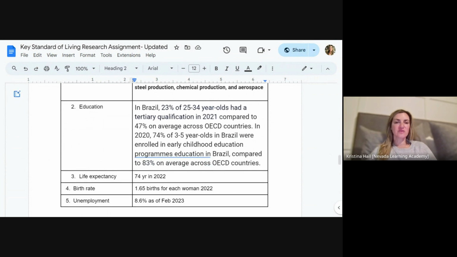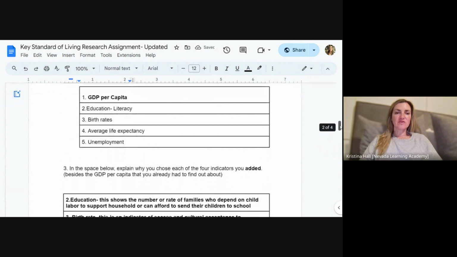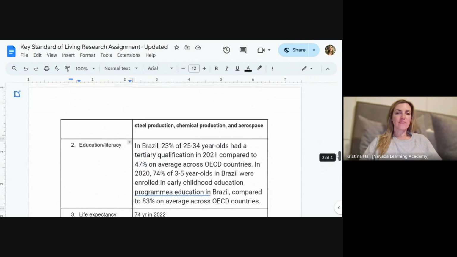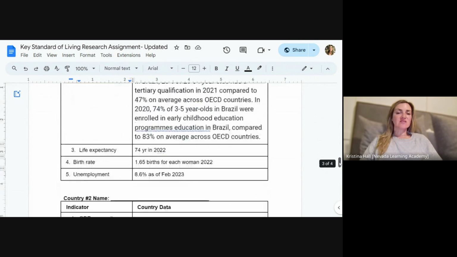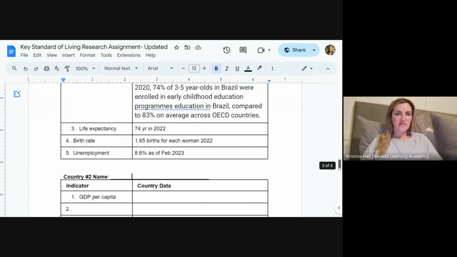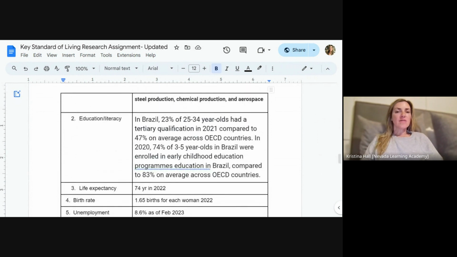All right, so what are the education rates? Meaning literacy rates, right? So I'm pulling these indicators again, numbers 1 through 5, and putting those in the chart, 1, 2, 3, 4, 5. Then I'm looking up each one, and I'm going to do that for every single country. So let's say I did Australia and I did my developed per capita, I would do education, then life expectancy, then birth rate, and then unemployment. You're looking up the same things for each country. Okay, so education literacy rates.